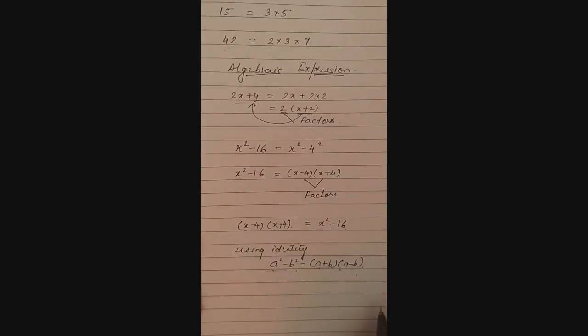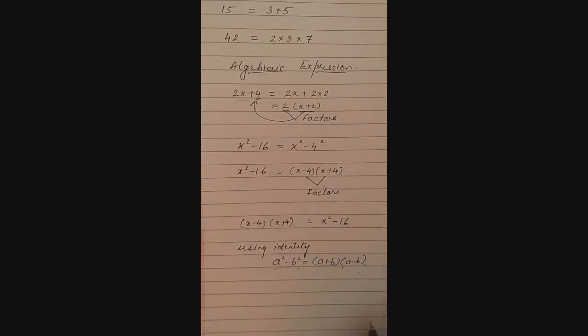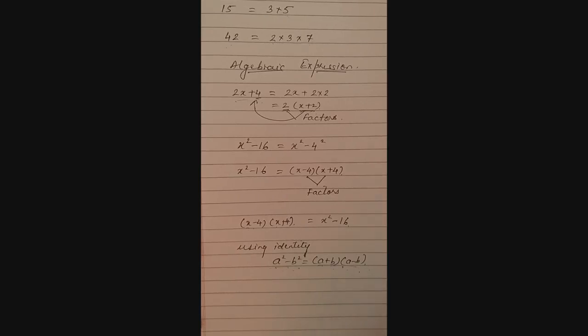Now children, this is an easy topic. Factorization is an easy topic, but you need a little practice to master it. We have 5 topics in factorization. Today we are going to take the first topic, that is how to factorize by taking out common. The first topic is factorizing by taking out common factors.